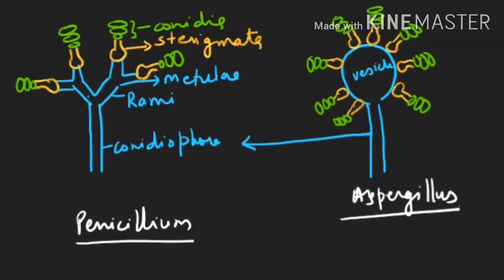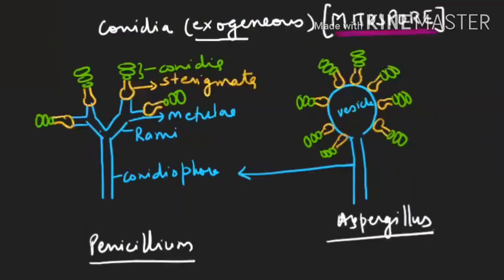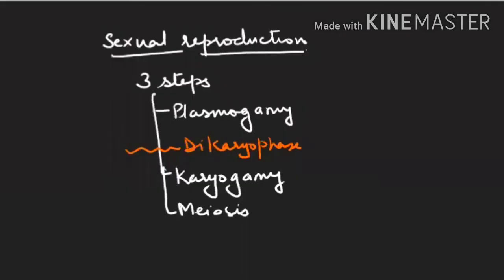Please understand properly. The asexual spores which they are making are mitospores. Why? Because they are making them by the process of mitosis. Now we have to discuss sexual reproduction. Now see, the sexual reproduction of fungus involves 3 steps.